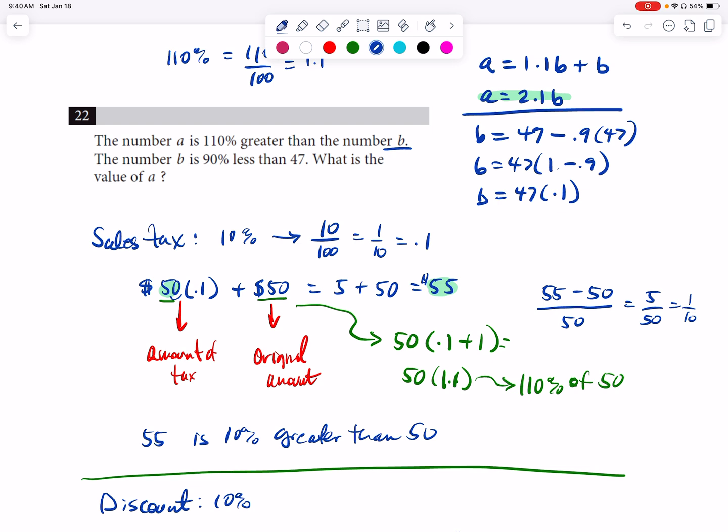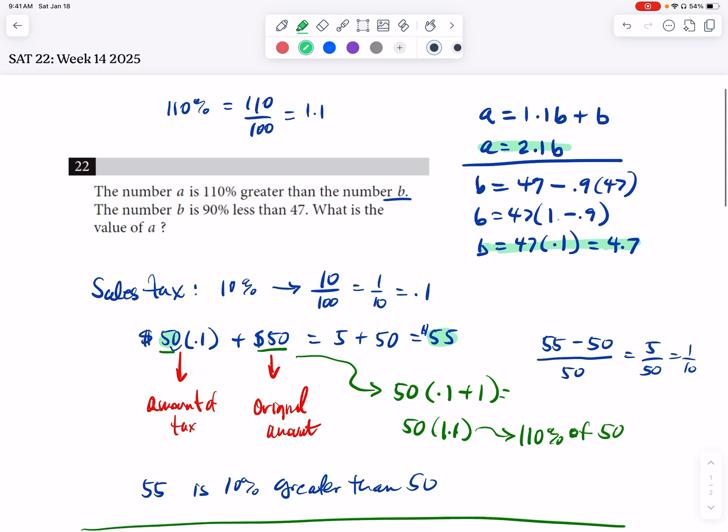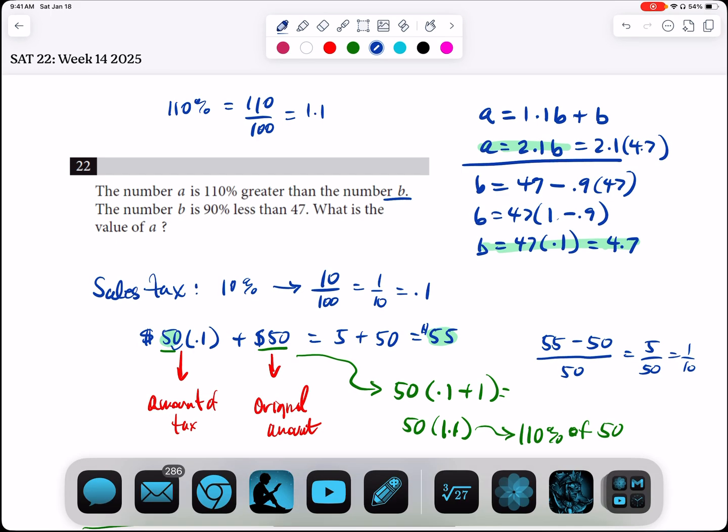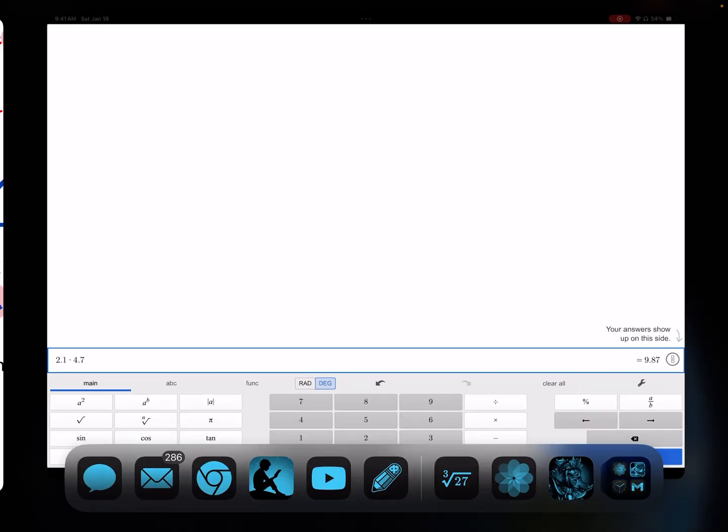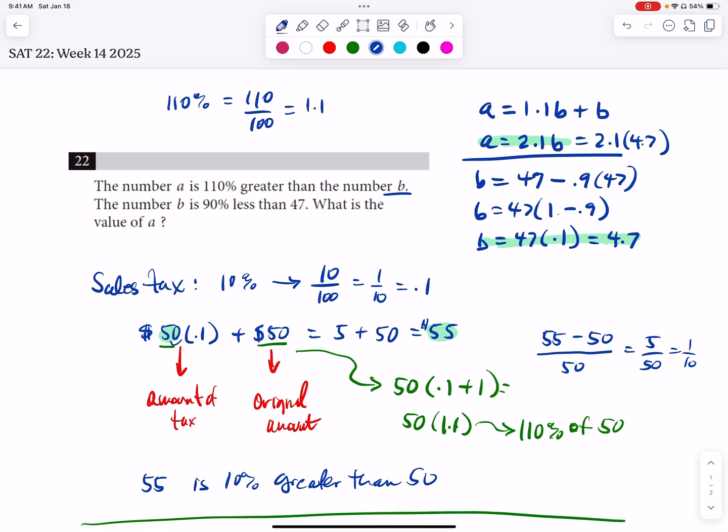Well, we can do that without a calculator, because when I multiply by 0.1, I'm going to move the decimal place over one spot, which is 4.7. All right, so I've got what B is supposed to be equal to. Bam! Now, in order to find what A is, all I have to do is put it into the first equation that I came up with, which is 2.1 times 4.7. And on that one, I would probably rush to a calculator. So, boom, 2.1 multiplied times 4.7, and I get 9.87, which was the correct answer, and it was the most common answer that you guys gave. So 9.87 is 110% greater than 4.7, and 4.7 is 90% less than 47. The end.